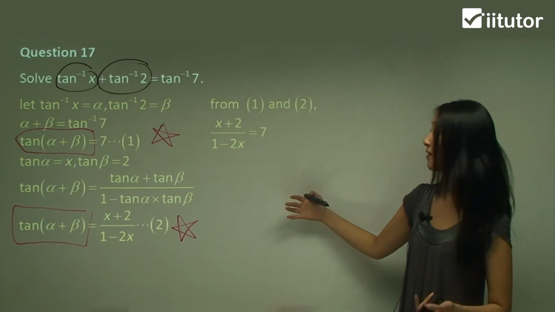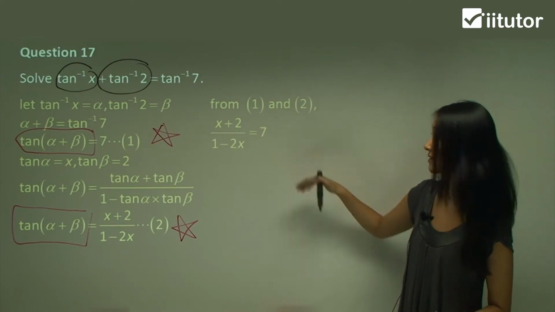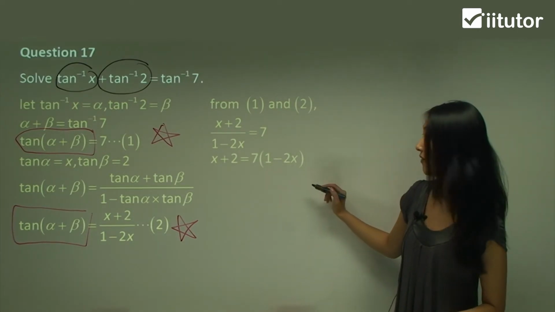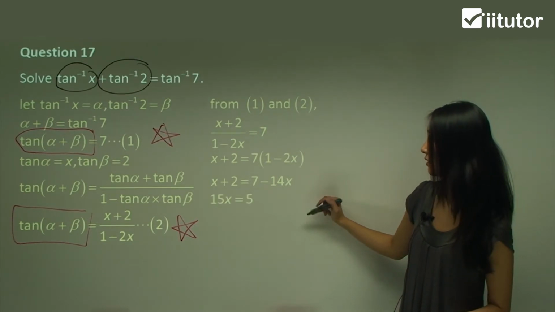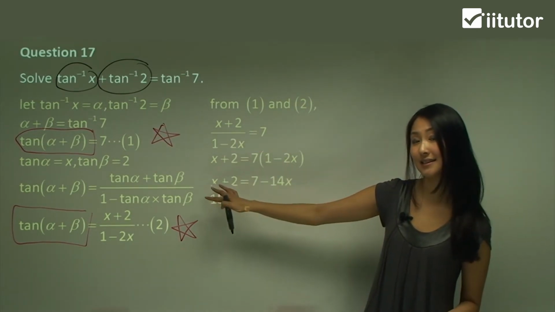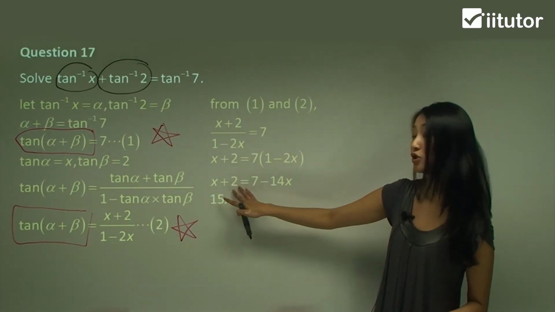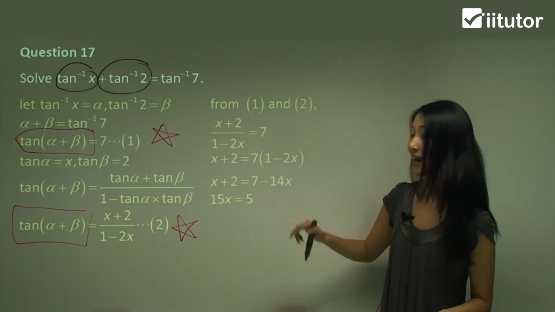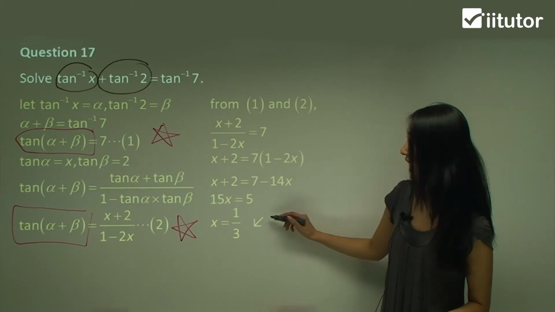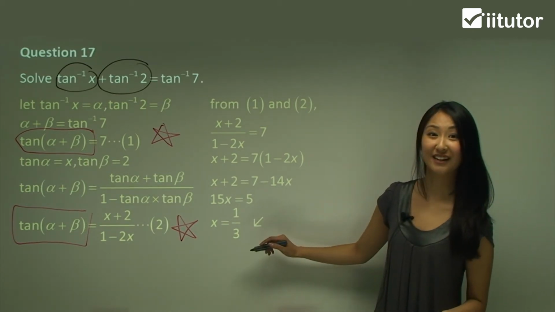And now it's just simple algebra. Multiply that to the other side, expand that, so that becomes 7 minus 14x. We can move that 14x to that side, which becomes 15x. 2 to this side, 7 minus 2 is 5. Divide 15 across, so x equals 1 on 3.